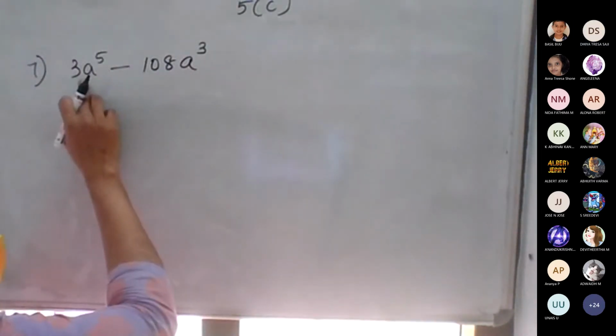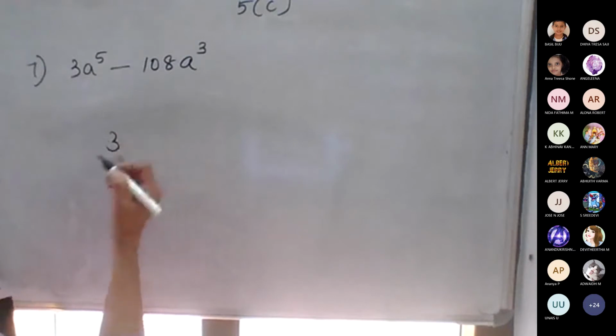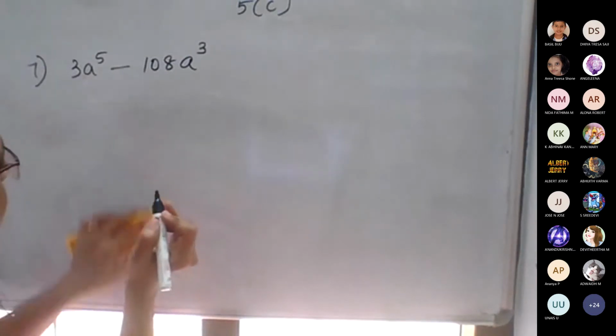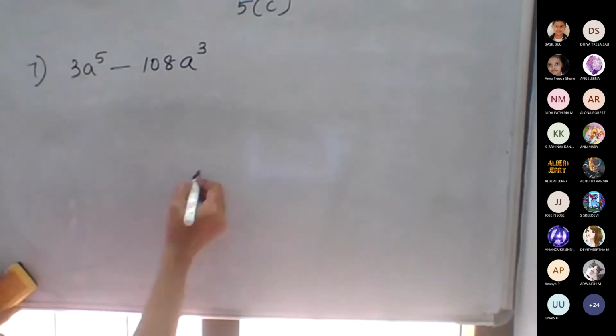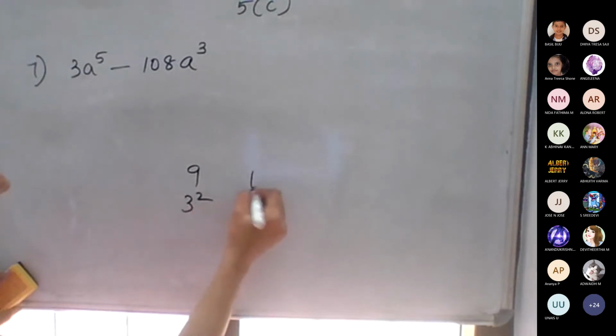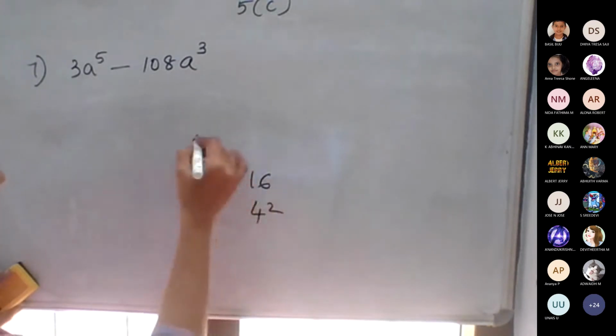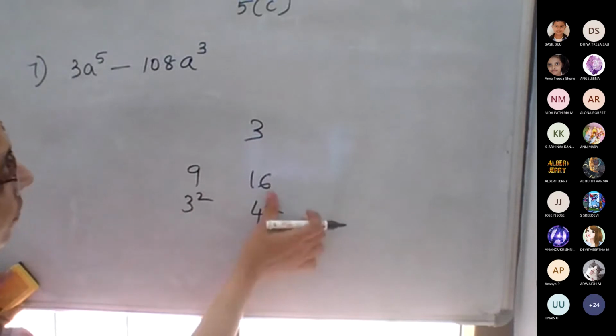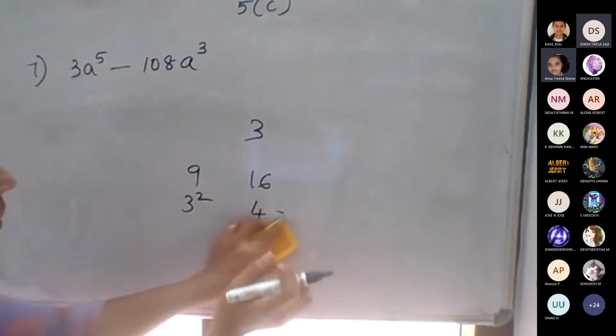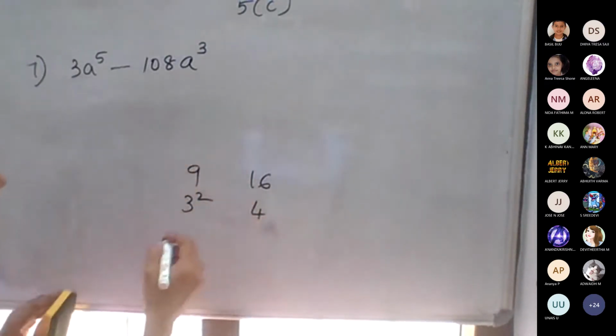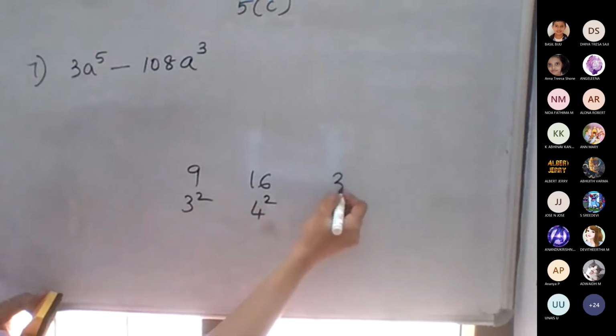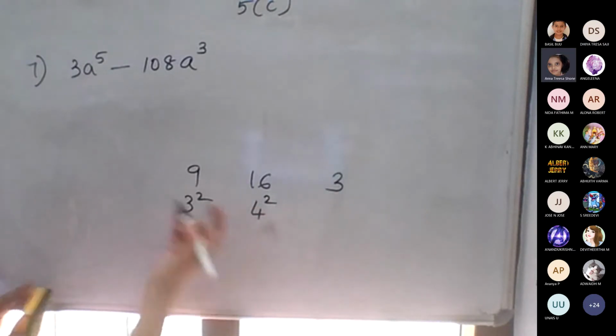Here we have 3. Can we write 3 in terms of squares? 9 means we can write 3 square, 16 means we can write 4 square. So then what about 3? Nothing we can do, ma'am. Right, we can't do anything.